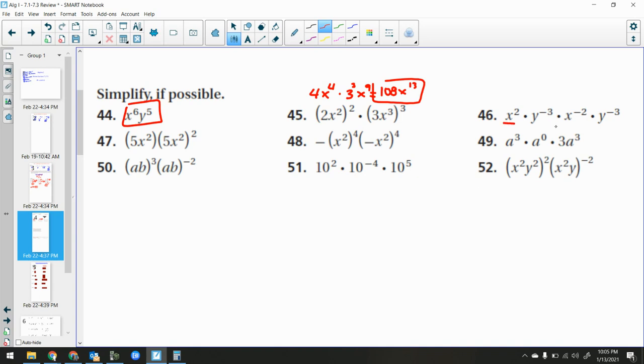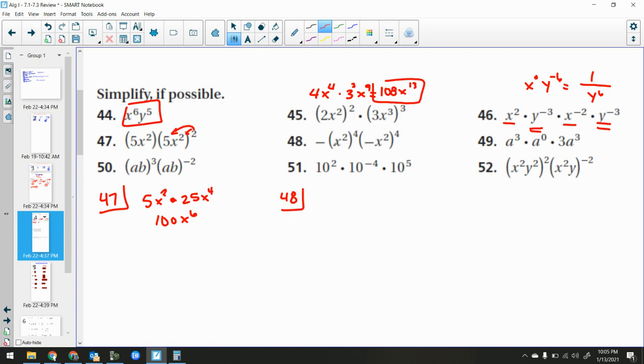Number 46, I've got x's and x's here, so those will cancel, x to the 0. And then y to the negative 3rd and y to the negative 3rd. Be careful, that's y to the negative 6th. So this ends up just being 1 over y to the positive 6. Number 47, notice that the power of 2 is only acting on the second one. So it's 5x squared times, what's it times? 25x to the 4th. And then that simplifies down into 100x to the 6th.